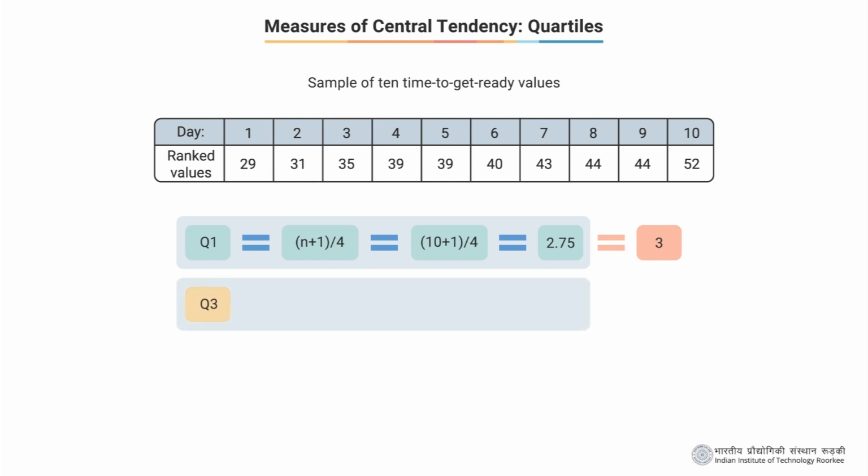The third quartile is 3 times (n plus 1) divided by 4, that is 3 times 11 divided by 4, which is 8.25 rank value. Again, using rule number 3 for quartiles, round this down to the 8th rank value, which is the closest integer. The 8th rank value here is 44 minutes, and therefore we interpret the third quartile to mean that on 75% of days, the time to get ready is less than or equal to 44 minutes, and on 25% of the days, the time to get ready is greater than or equal to 44 minutes.